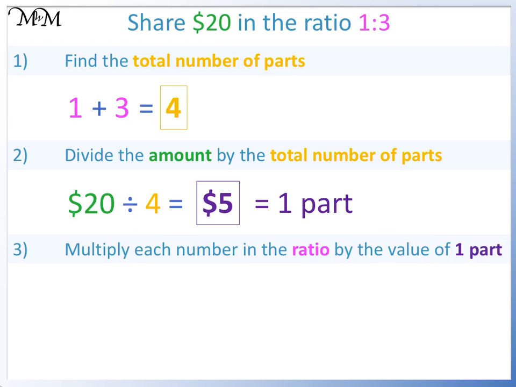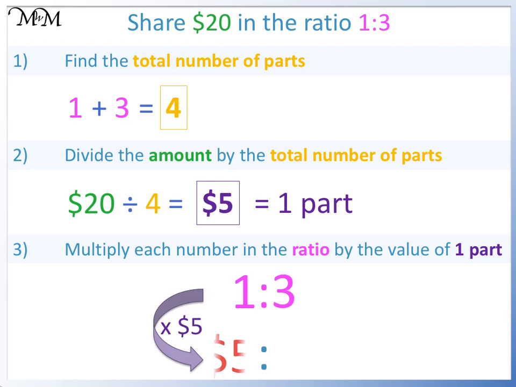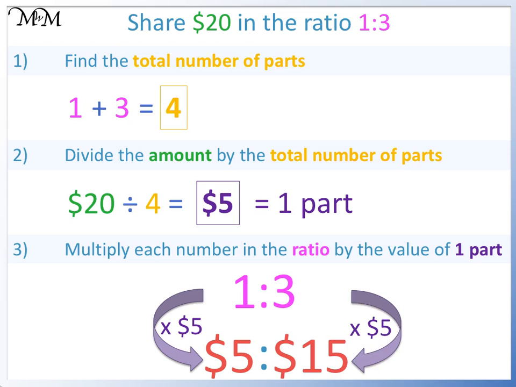Step 3. Multiply each number in the ratio by the value of one part. The ratio is 1:3, and the value of one part is $5. 1 times $5 equals $5. 3 times $5 equals $15. So we have a ratio of $5 to $15.